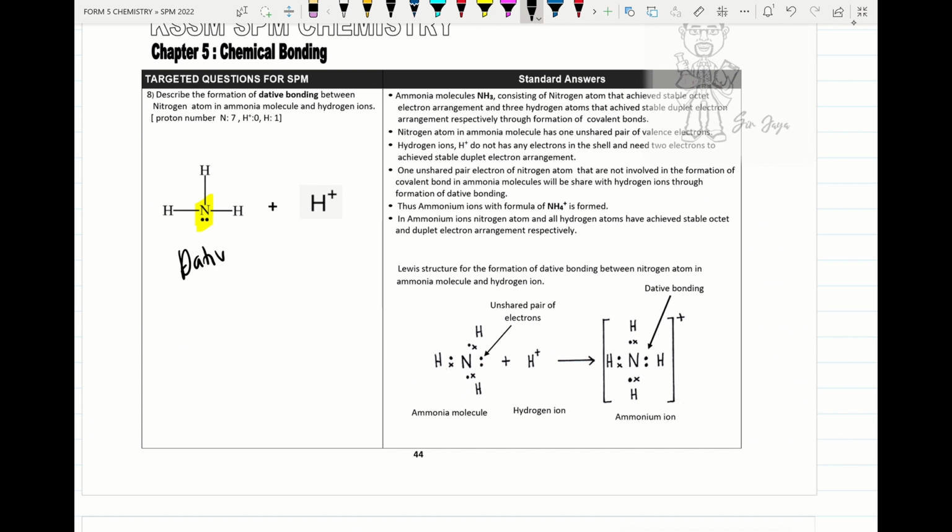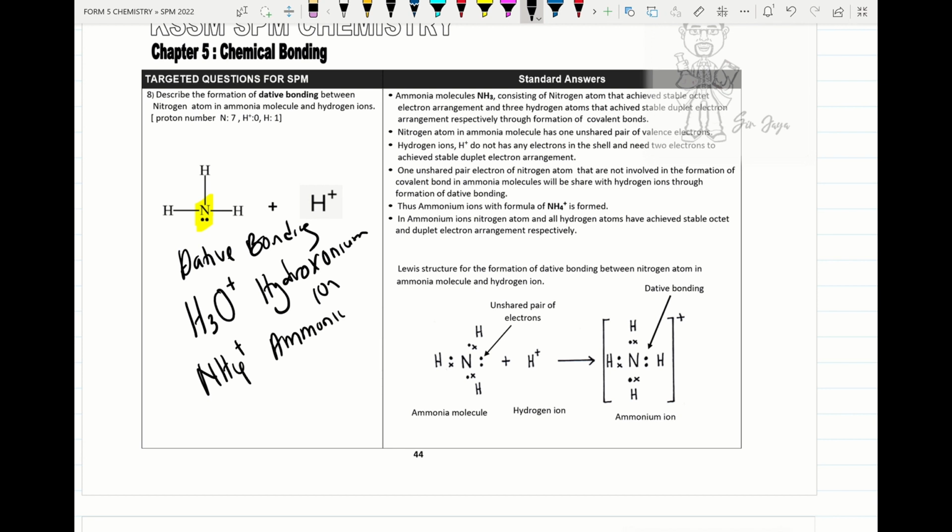So we check the example of dative bonding. Dative bonding can be seen in H3O+. This is known as the hydroxonium ion, or another one is the ammonium ion. All right, so the ammonium ion. So please remember, this oxygen atom and nitrogen atom are known as highly electronegative atoms, and they have a lone pair. Lone pair means an unshared pair of valence electrons.